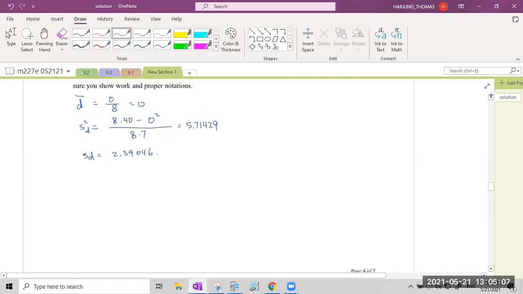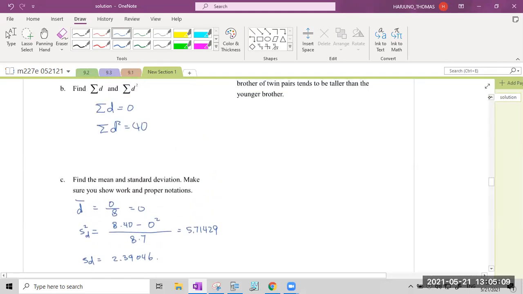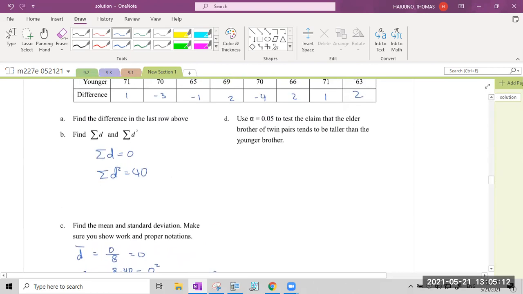Okay. Now then, part D, alpha is 0.05. Test the claim that the elder brother of twin pairs tends to be taller than the younger brother.